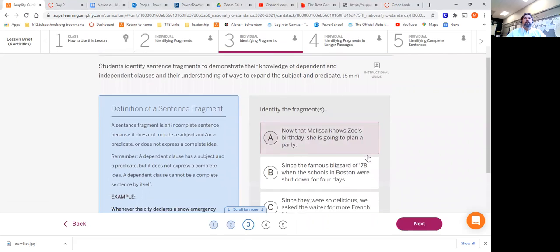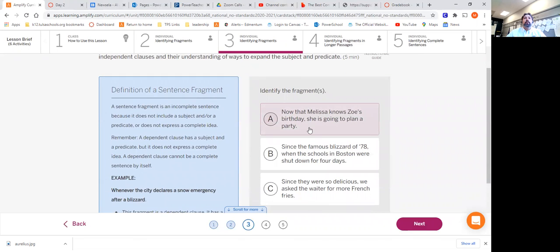Now let's go to number 3. "Now that Melissa knows Zoe's birthday, she's going to plan a party." This is again a dependent clause. This is an independent clause. She is going to plan a party.